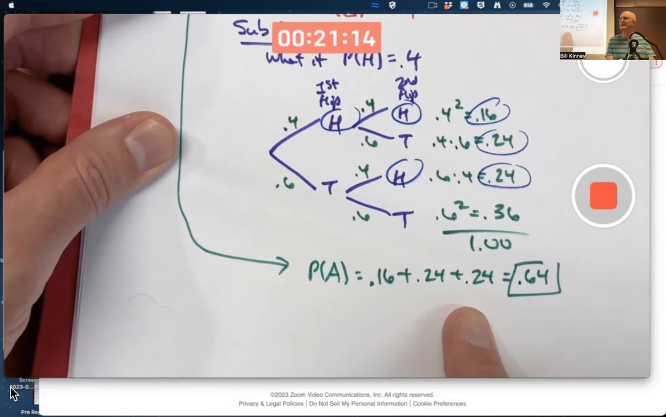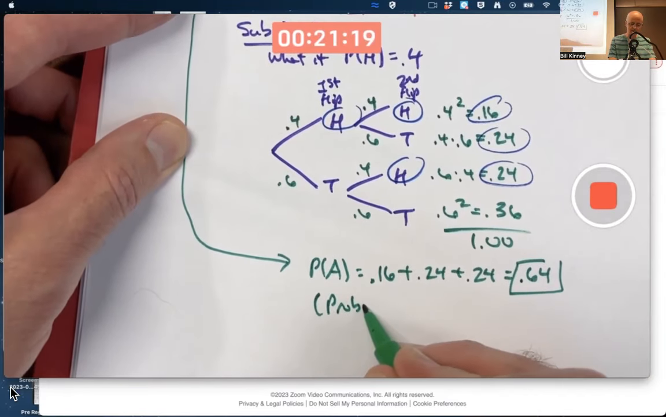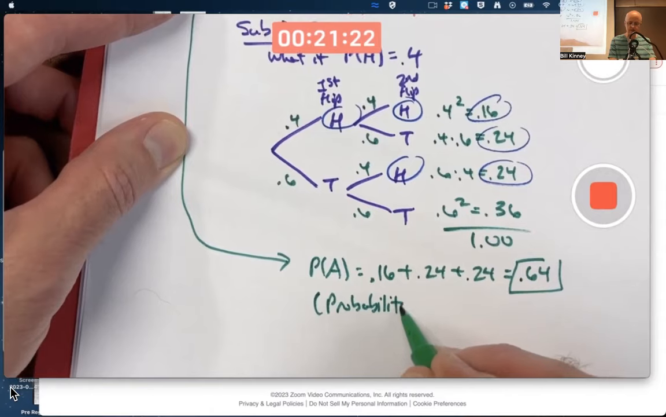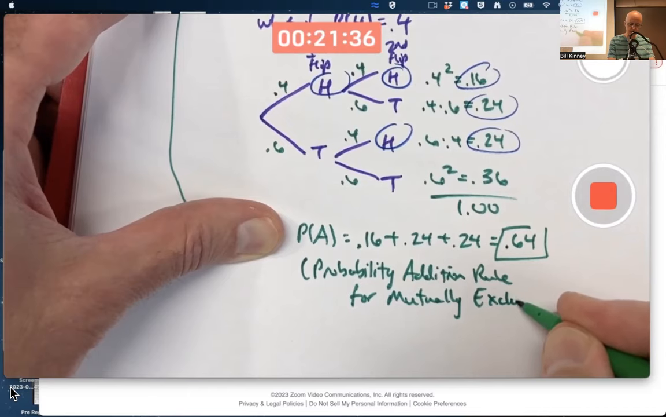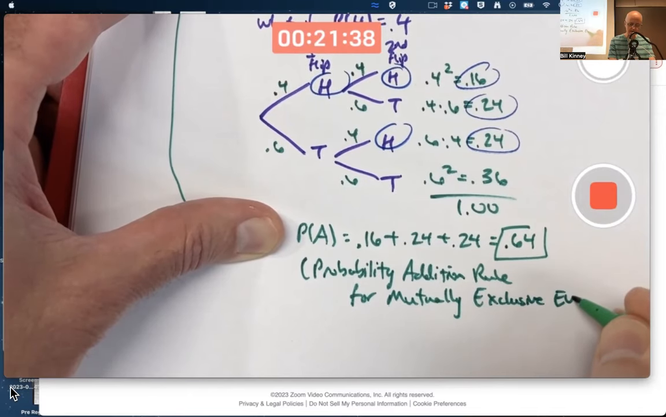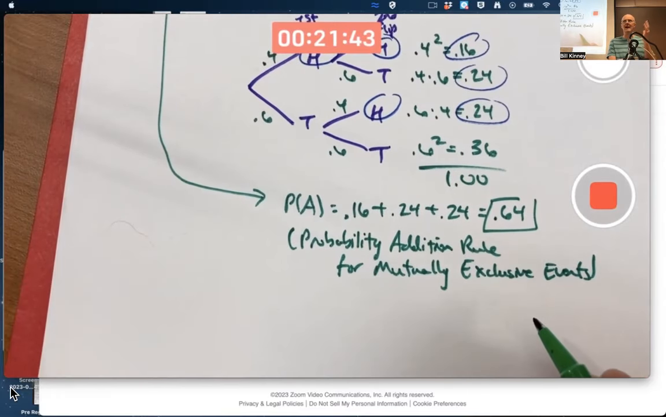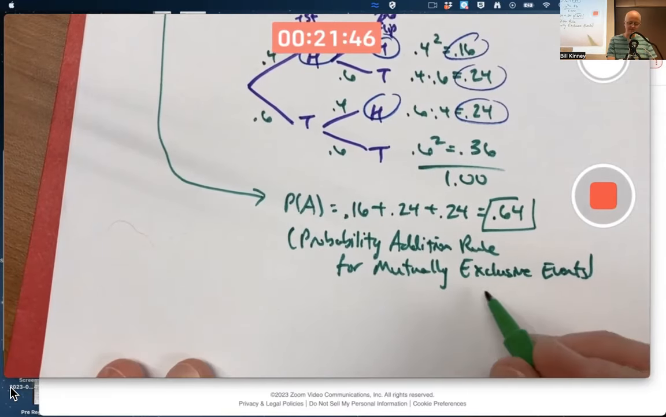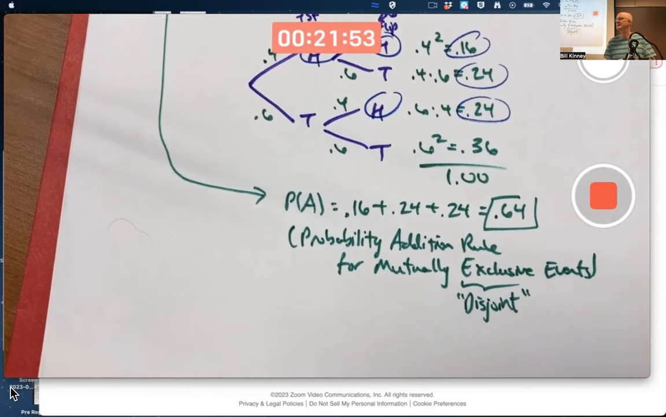That's called the probability addition rule for mutually exclusive events. A fancy sounding name for what's really a simple idea. You could also call mutually exclusive "mutually disjoint." Exclusive in set terminology would be disjoint. You take any two of these sets and take their intersection, it's going to be the empty set. They have nothing in common.